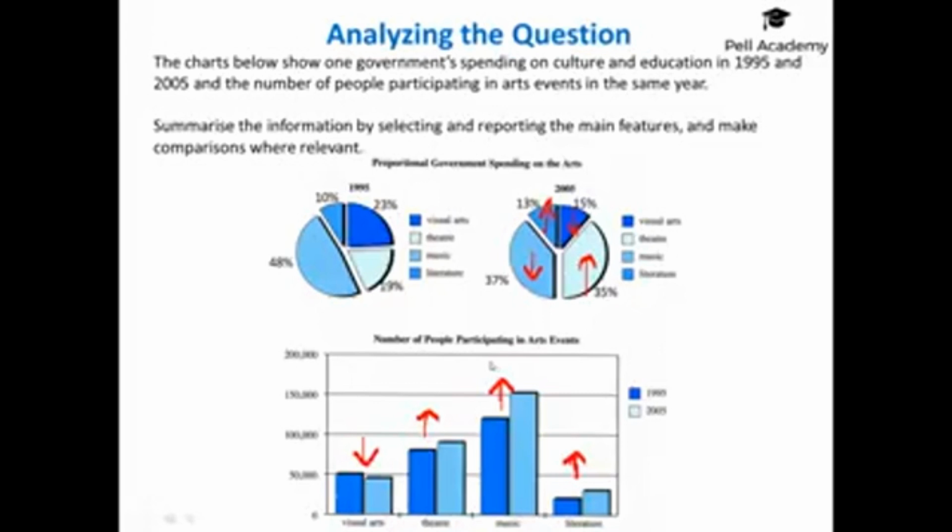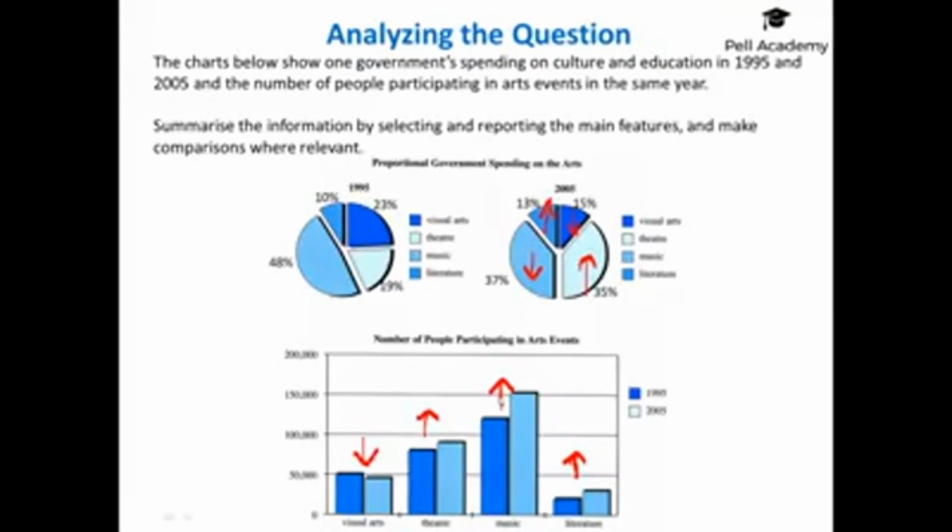That could have been something along the lines of: music had the biggest proportion here, had the biggest proportion here, and had the most participants in both years. That could have been something you mentioned. And even if you put the pie charts in the first details paragraph and the bar chart in the second details paragraph, you could have just briefly said something like, and similar to music having the highest proportions of spending in both years, it also had the most participants in both years. That just shows your awareness that there is a connection between these two.